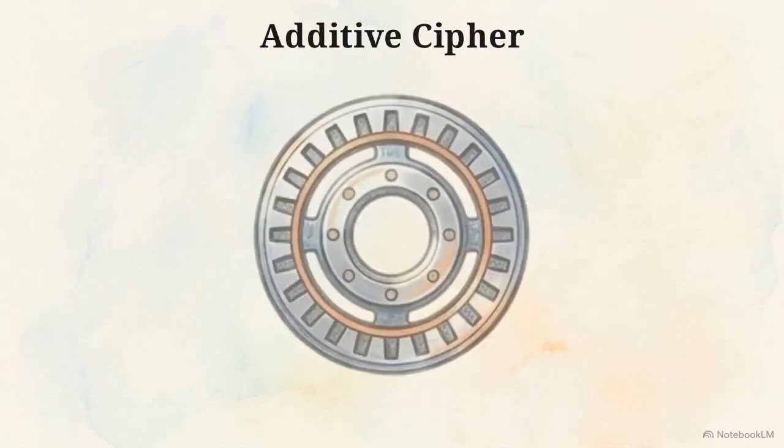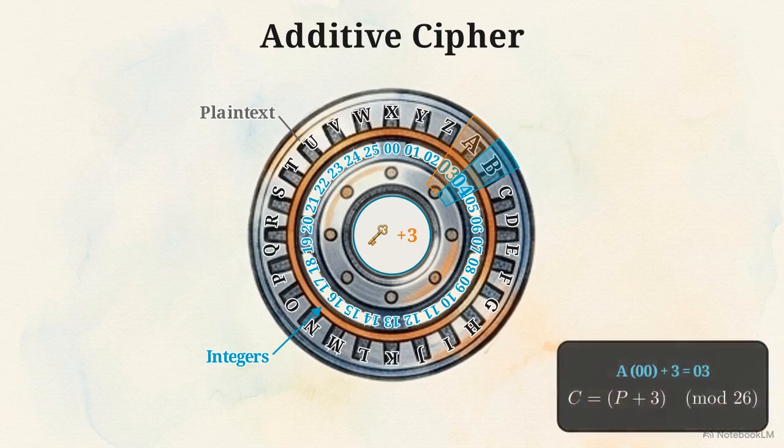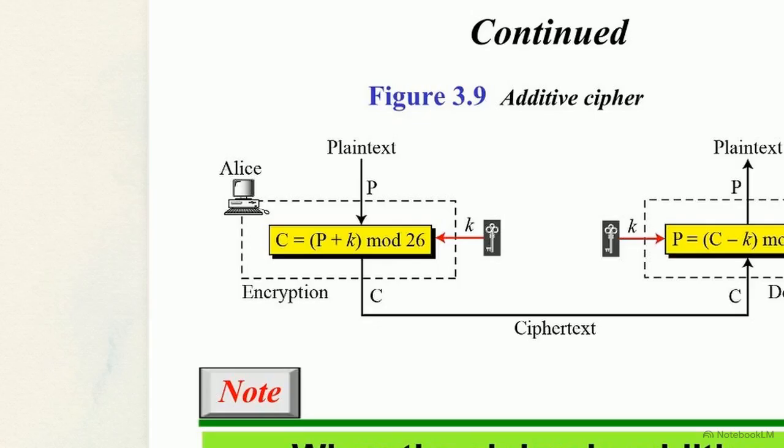In cryptographic terms, this is an additive cipher. You take a plain text message, a secret key, and map them as integers onto a 26-letter wheel. This flowchart shows exactly how that math works. We take the plain text P, add the key K, and apply modulo 26 to get our ciphertext C.